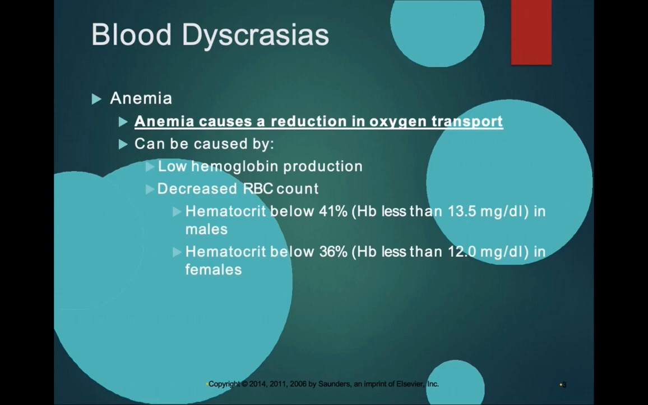So what is anemia, first off? So anemia causes a reduction in oxygen transport. And why is that? Where is oxygen transported? Well, we know it's transported by red blood cells. But what is exactly within a red blood cell that's important? Well, that's the hemoglobin. And hemoglobin has an iron-containing portion and a non-iron containing portion. So we have heme and globin. Globin is a globular protein, and heme is the portion that carries the iron.